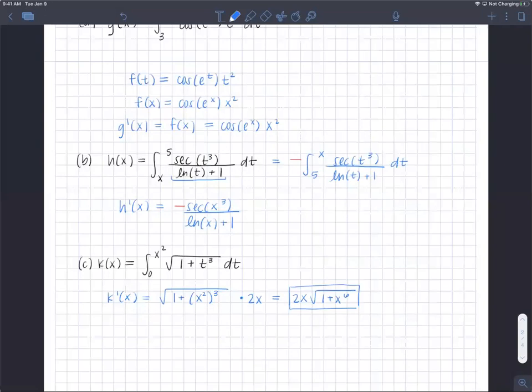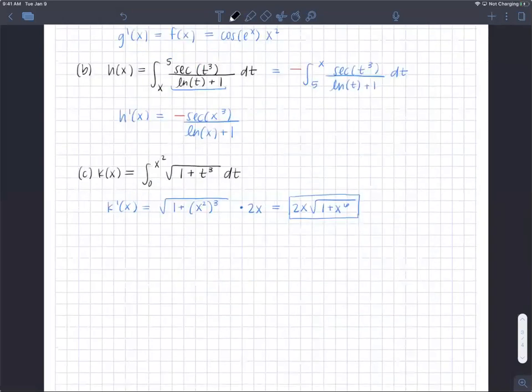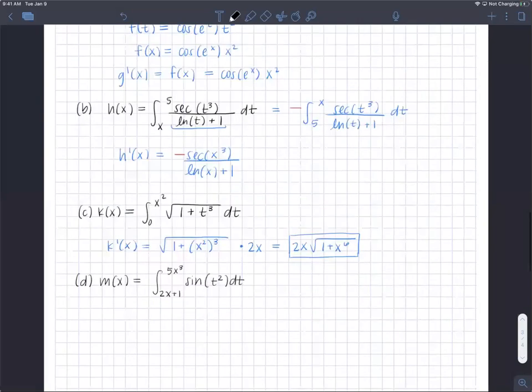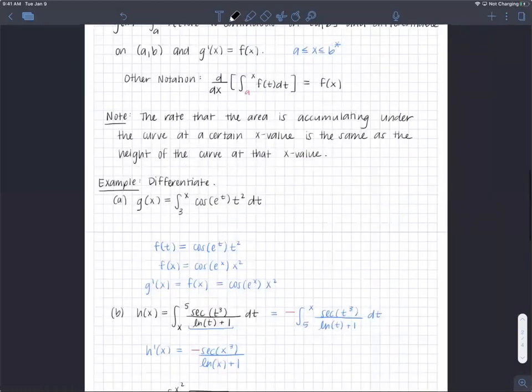Okay. So let's do one more like this. Part D, my Apple Pencil may not make it that long actually. So let's see. Part D, we're gonna have little m of x. This is gonna equal the integral from 2x plus 1 to 5x cubed of sine of t squared dt. Here we need to be super careful because if you look back up here, we only really have one expression with x in it.